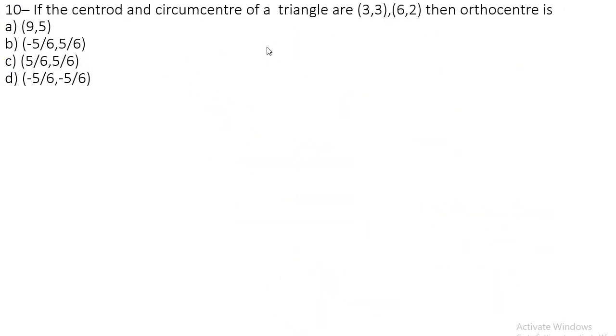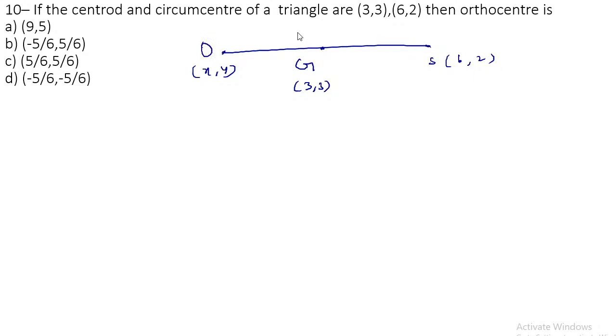If the centroid and circumcenter of a triangle are (3, 3) and (6, 2), then the orthocenter is? In the earlier problem, we were given the orthocenter and circumcenter, but now the centroid is given, which is (3, 3), and the circumcenter is given as S, which is (6, 2). We need to find the orthocenter O. Okay, how do we find this? Simple, we need to use the section formula.